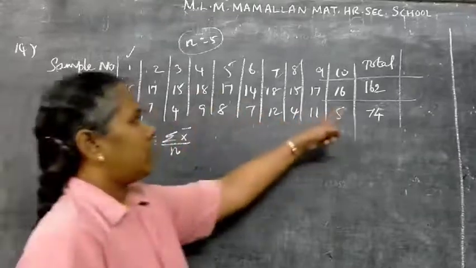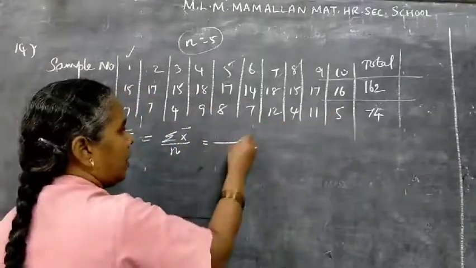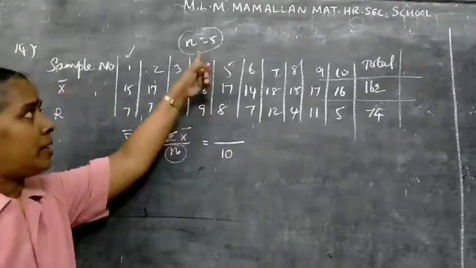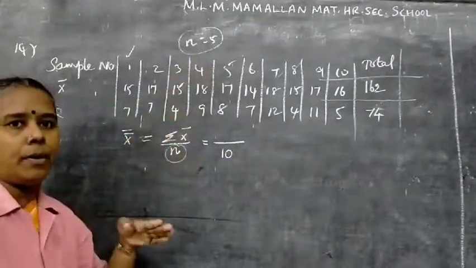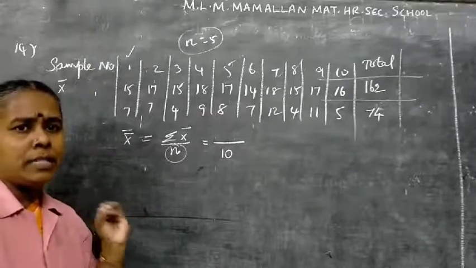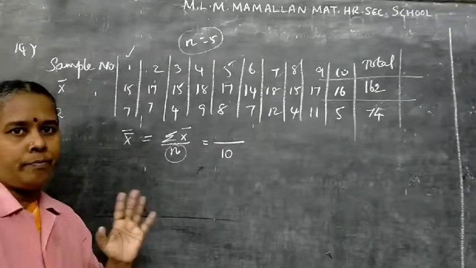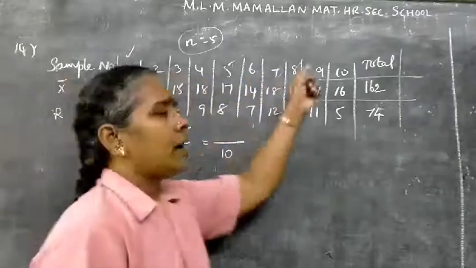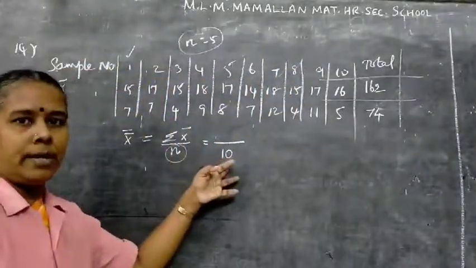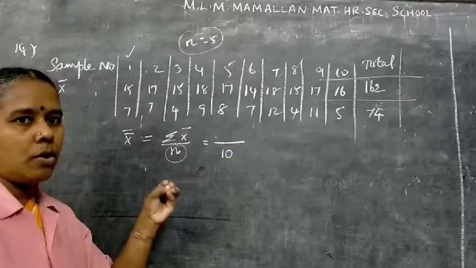This is the total of how many numbers? The total of 10 numbers. So what should we write instead of n? We should write 10. You should not take that n equal to 5 which is given under the table. Sample size 5 is there, that is not n. The number of samples is n. Okay? In our problem, here it becomes n. Clear, children? Try to understand the concept.